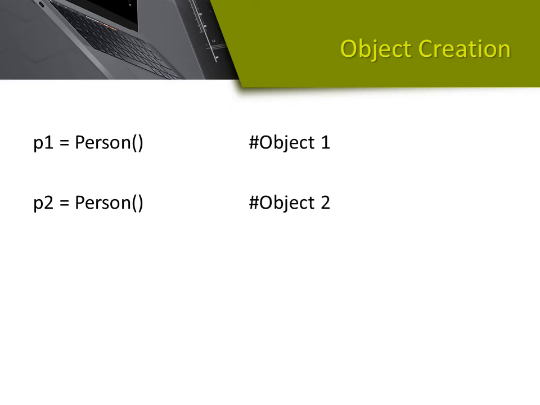So whenever a new object of person class is created, a new memory location will be allocated to represent name, address, telephone number of that new object.